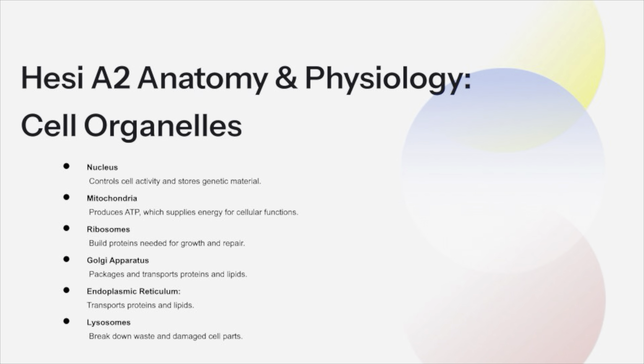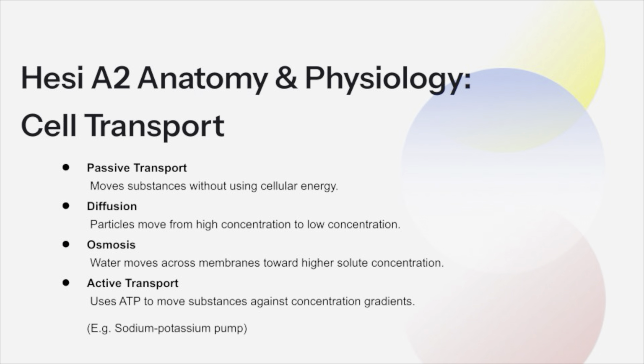The nucleus is the control center and it holds DNA. The mitochondria produce energy in the form of ATP. Ribosomes make proteins. The Golgi apparatus packages and ships proteins. The endoplasmic reticulum transports proteins and lipids. And lysosomes break down waste. Now let's move over to cell transport, which is a very heavily tested topic on the anatomy and physiology section.